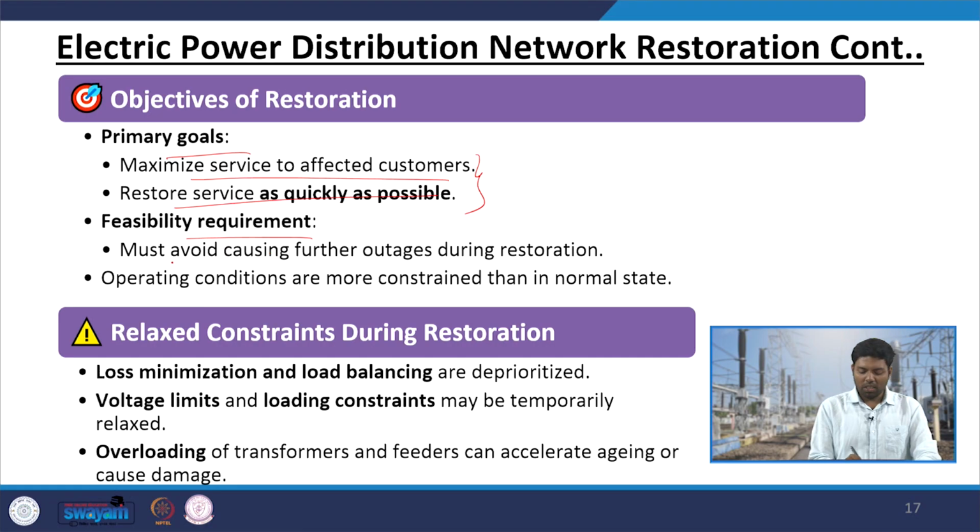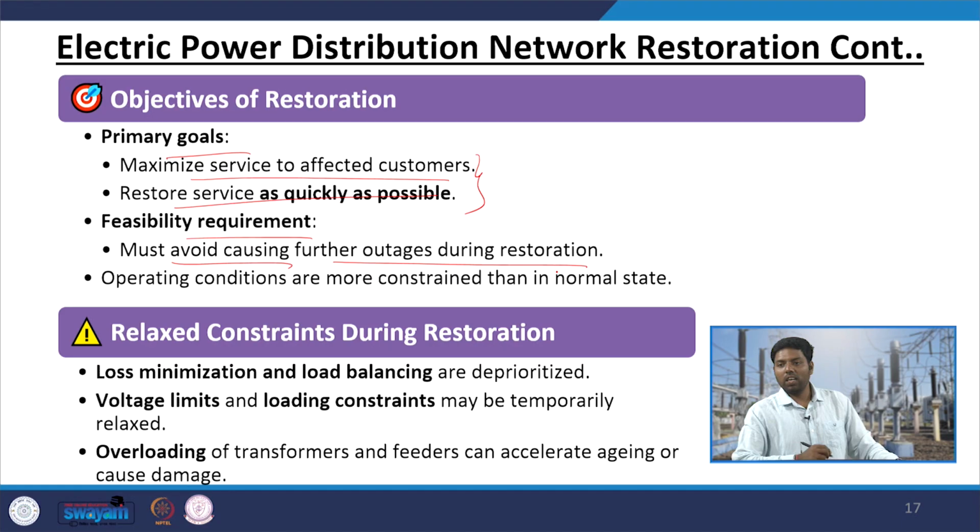Feasibility requirement: you must avoid causing further outages during restoration. Let us say the alternate path which you chose for rerouting the power is already overloaded. That means it is catering to a few customers. Now you added that extra load to them, so that will cause another failure of your system or another fault. So, that should not happen.